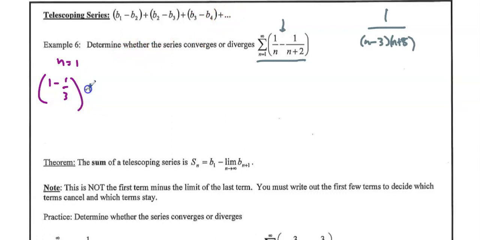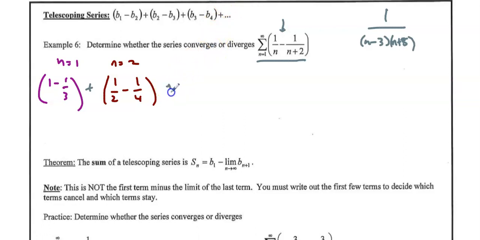Now I'm going to add my second term. n equals 2 is the next thing that I do here. This is going to be 1 over 2, minus, well, I'm going to put in a 2 here, I'm going to get minus 1/4. So right now I've got the first term being 1 minus 1/3, and the second term is 1/2 minus 1/4. Now let's look at our third term.